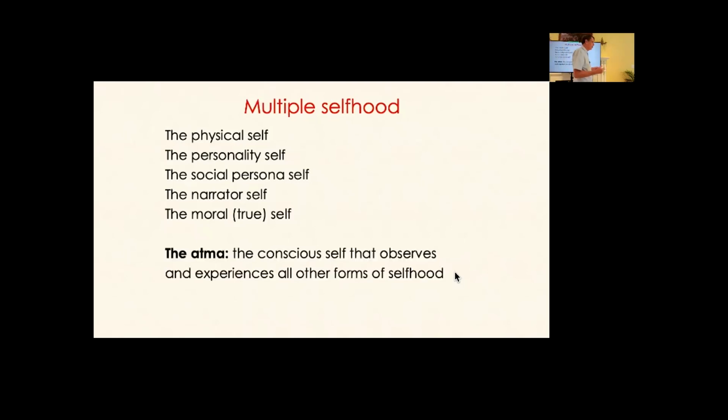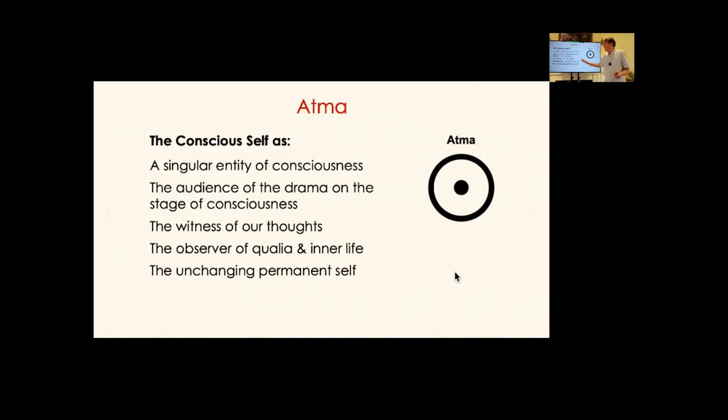So the Atma, though, is the conscious self that observes and experiences all the other forms of selfhood. And we'll see how that comes about and how we develop that and how we give in to this sense of self and forget about this aspect of our selfhood. So whatever we're going to do, we need to focus that as the Atma, we are the conscious self, and we need to see existence from that perspective. We are a singular entity of consciousness, the audience of the drama on the stage of consciousness, the witness of our thoughts, the observer of qualia in our inner life, and the unchanging permanent self.